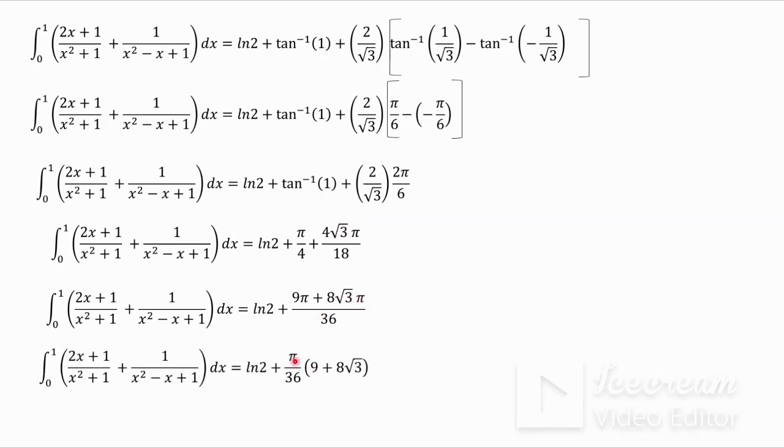We get therefore the integral from 0 to 1 of 2x plus 1 divided by x squared plus 1 plus 1 divided by x squared minus x plus 1 dx to be ln of 2 plus pi divided by 36 times 9 plus 8 square root of 3, for which you can therefore conclude that hence the integral from 0 to 1 of f of x dx is equal to ln of 2 plus pi divided by 36 times 9 plus 8 times square root of 3.